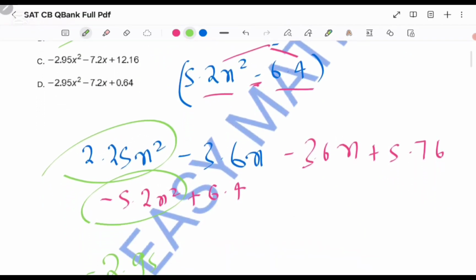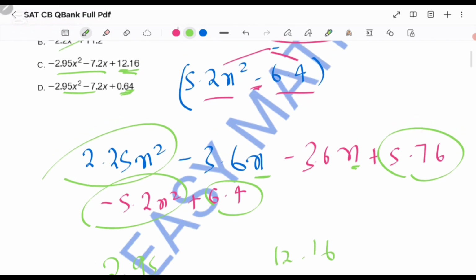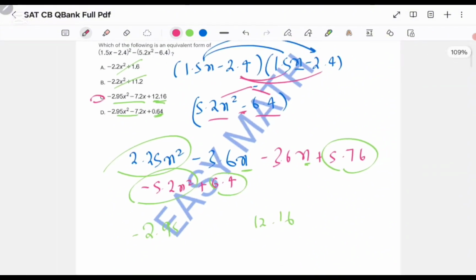The difference between C and D is the constant, so I'm just going to skip working with the x's. I'm just going to go with the constants and try to add them up. And if you add 5.76 and 6.4, you're going to end up with 12.16, which is going to be answer choice C.